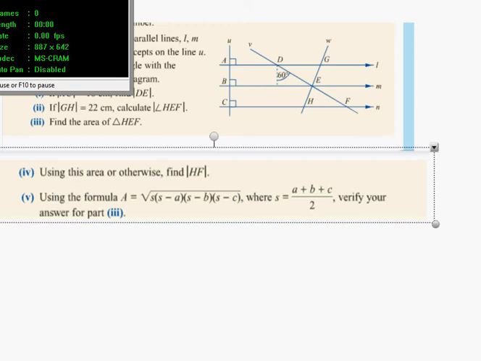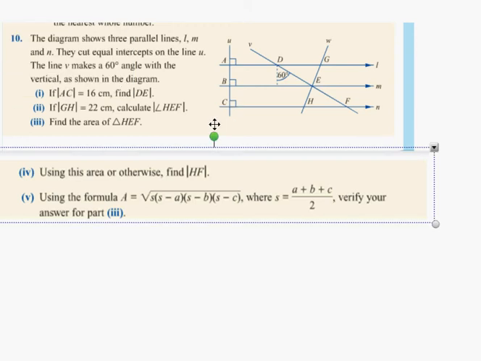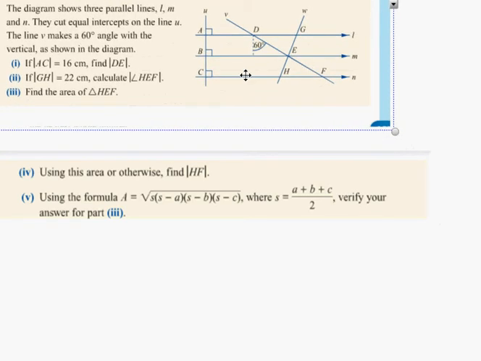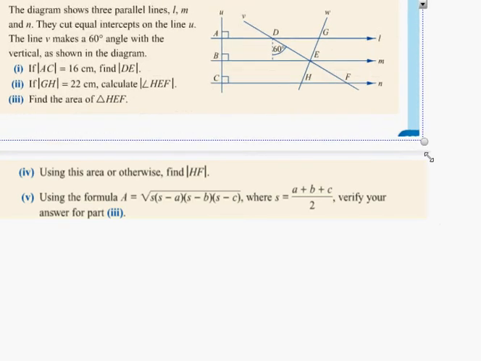What we have here is the diagram shows three parallel lines L, M and N to cut equal intercepts at the line U. The line makes an angle of 60 degrees, as you can see with the vertical as shown. If AC is 16, find DE.